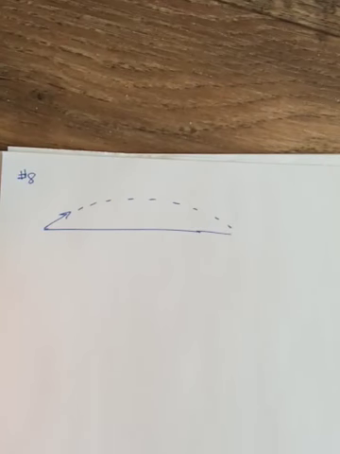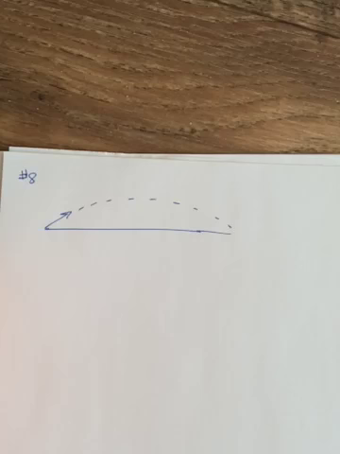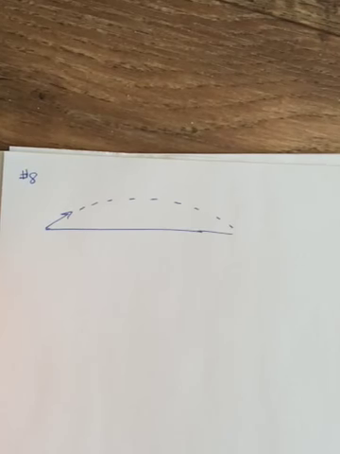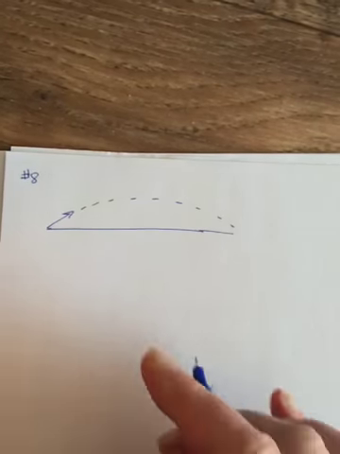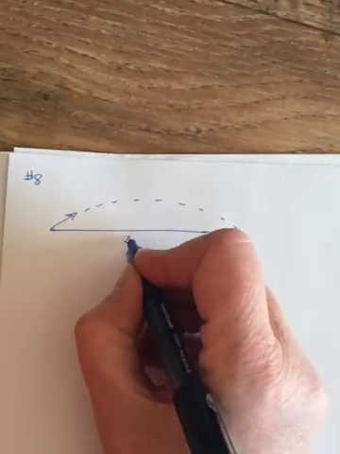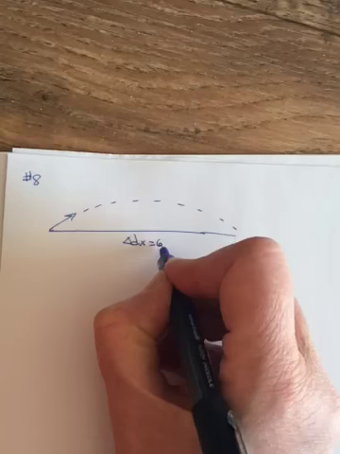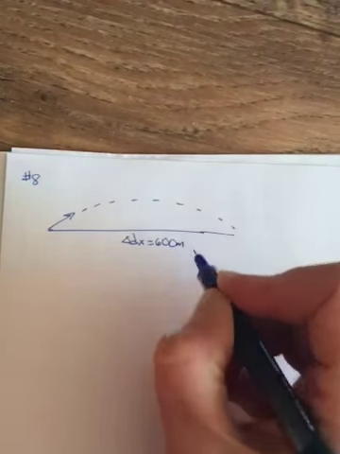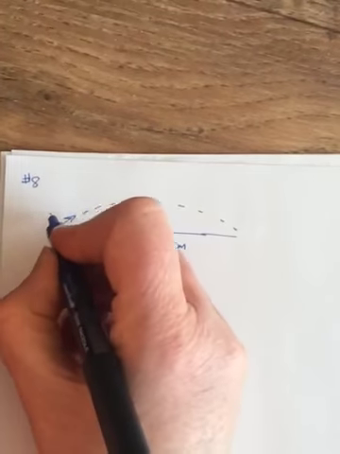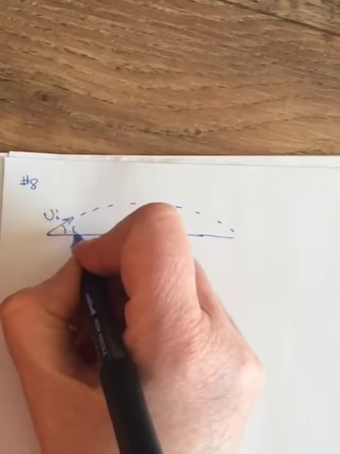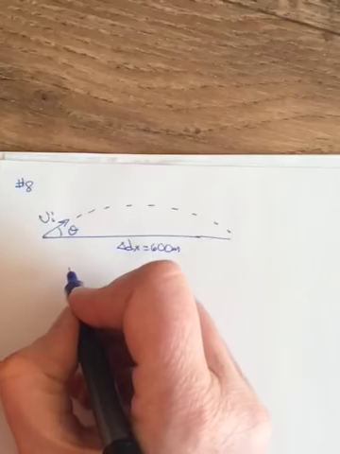All right, so number 8 on the projectile sheet says a projectile hits the ground 10 seconds after it was fired from the ground and moves a horizontal distance of 600 meters. So our delta dx is 600 meters and our total time is 10 seconds. What was the original velocity?